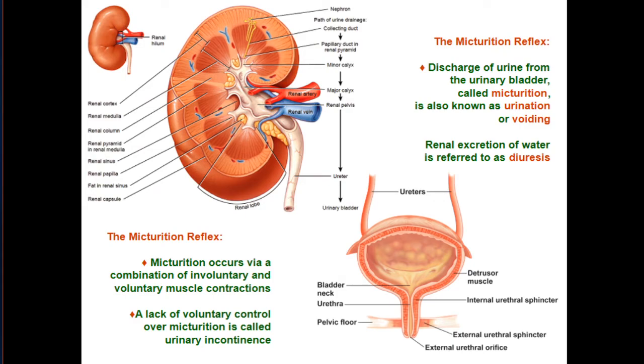So the micturition reflex is what is known as discharge of urine from the urinary bladder. In your books, you can find it as micturition or urination or urine voiding. Renal excretion of water is referred to as diuresis. The micturition reflex occurs through a combination of voluntary and involuntary muscle contraction, and a lack of voluntary control over micturition is what is called urinary incontinence.